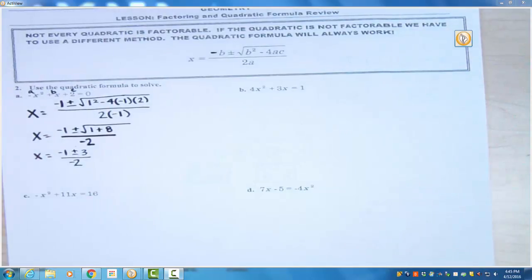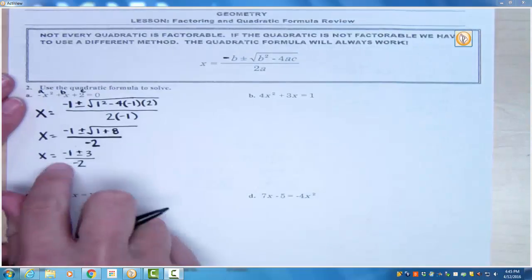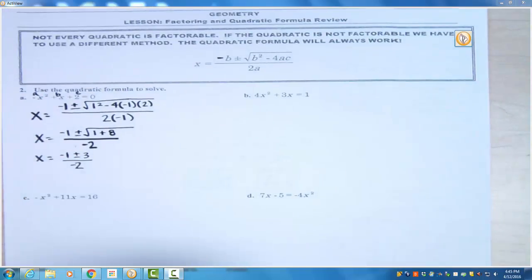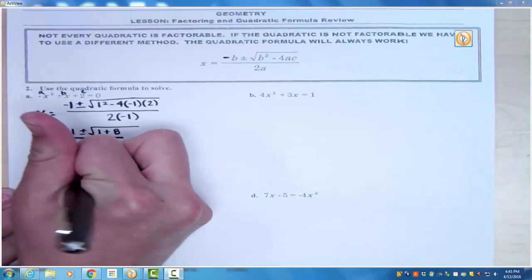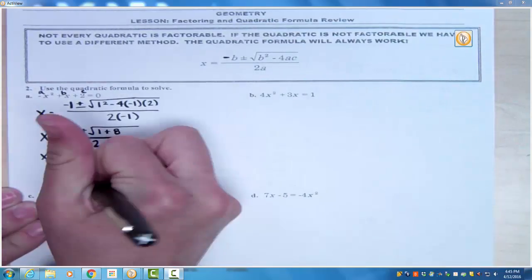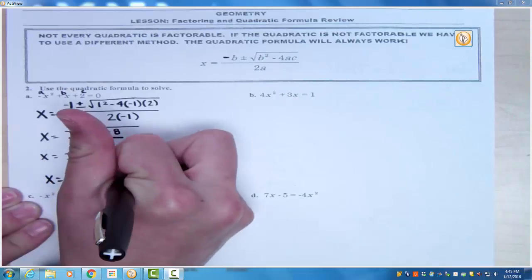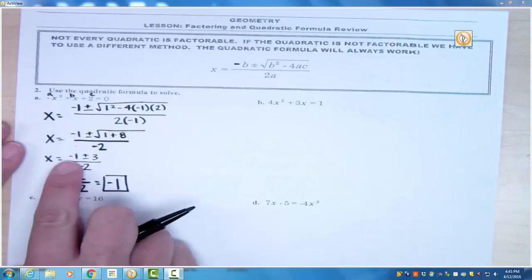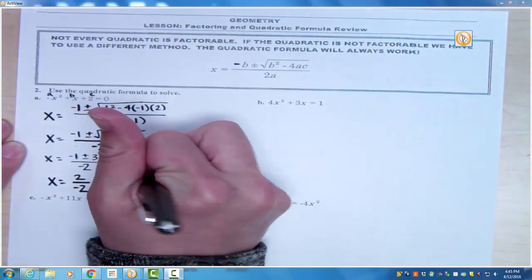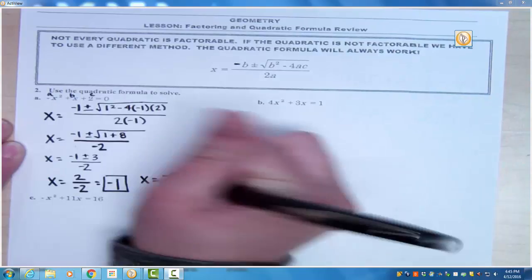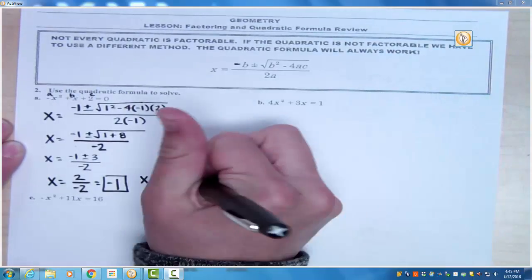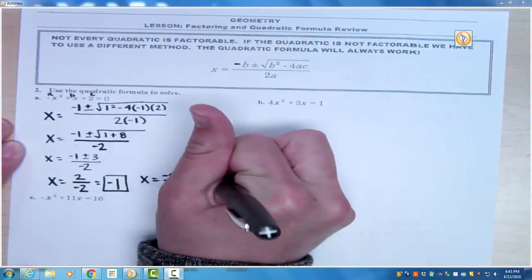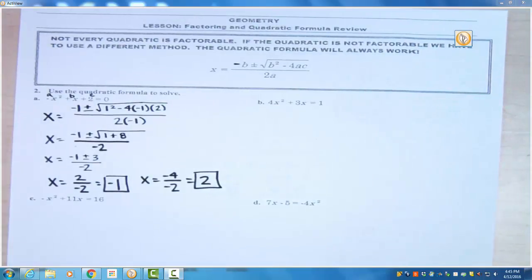And that plus or minus means I need to do these two different ways. I'm going to do it the first way adding, the second way subtracting to give me two different answers. So the first one I'm going to add. Negative 1 plus 3 is 2, divided by negative 2. 2 divided by negative 2 is negative 1. So there's one answer for me. And now I have to do the other one but subtracting. So negative 1 minus 3 is negative 4, over negative 2. Negative 4 divided by negative 2 is 2. So my two answers for this problem are negative 1 and 2.